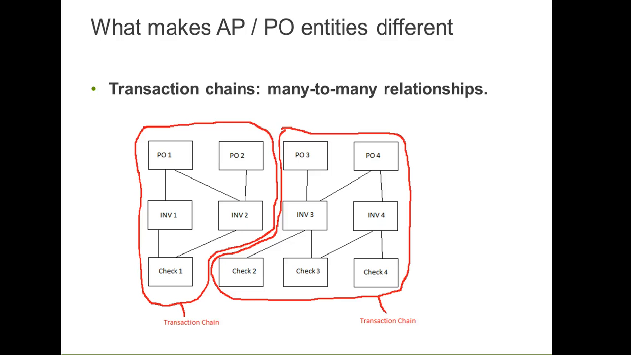The AP PO transactions have a many-to-many relationship with different items. As you can see, the PO can be related to multiple invoices, which in turn can be related to shared or multiple checks, for example. So if you're going to restore PO3, for example, it has a transaction chain to PO4, to invoice 3, invoice 4, check 2, check 3, and check 4, even though they may not be directly related to each other.